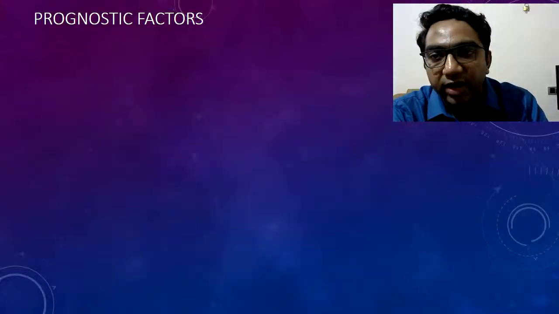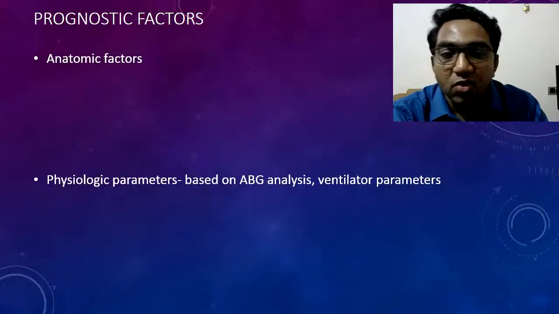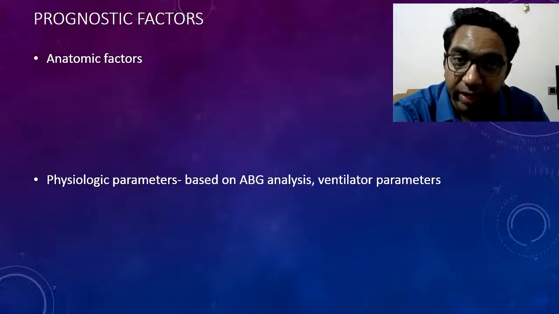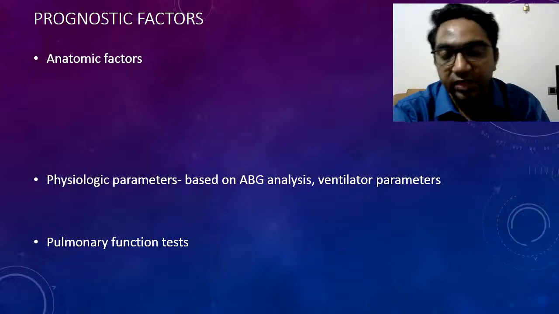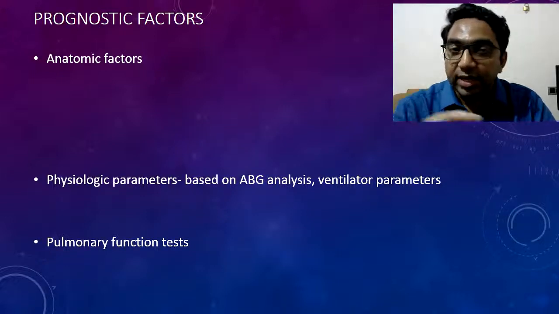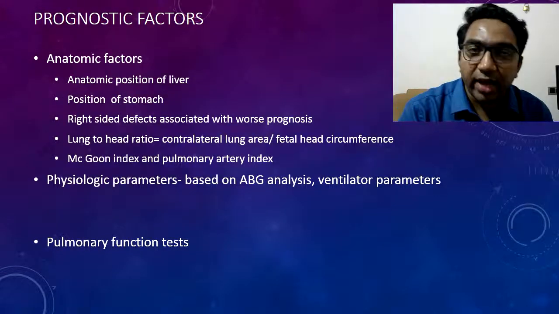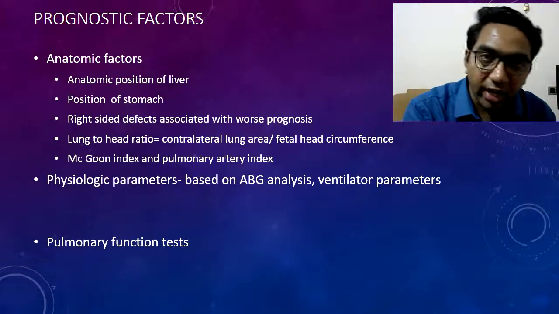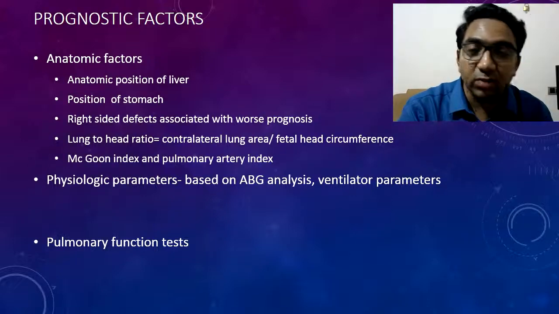Coming to the prognostic factors. What are the prognostic factors? We can divide the prognostic factors into anatomical factors, physiological parameters based on ABG analysis, ventilator parameters, and finally pulmonary function tests. When these anatomical factors are present, it is a bad prognosis. If the liver is in the thorax, it is a bad prognosis. The position of the stomach in the thorax, again a bad prognosis. The right-sided defects are associated with worse prognosis compared to the left.